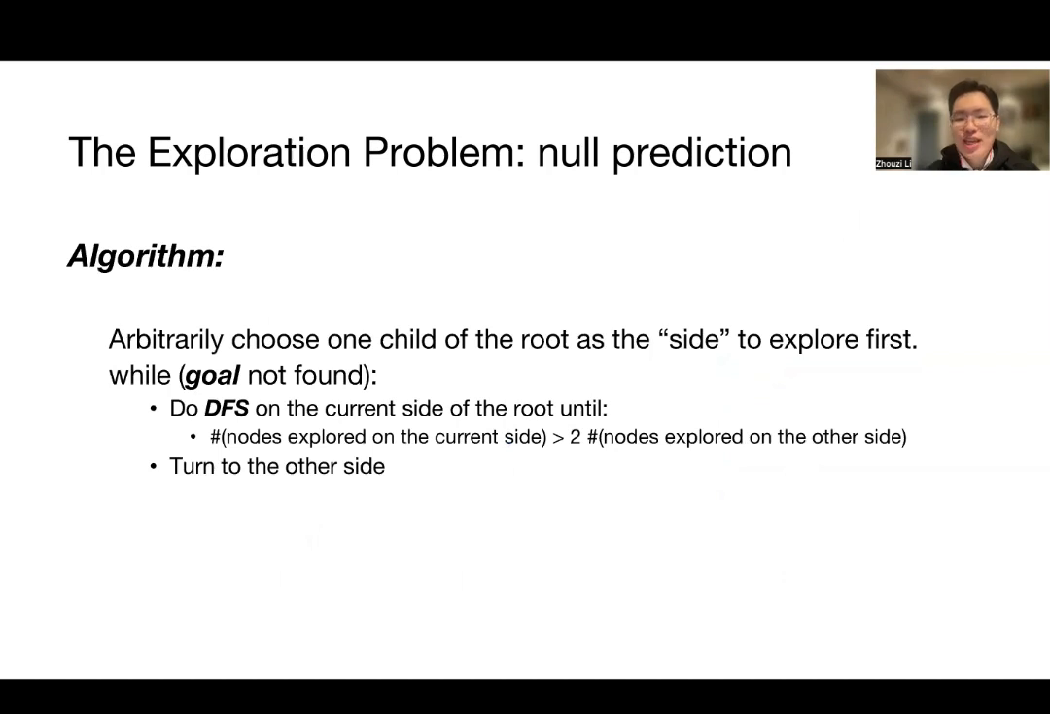Based on these ideas, we can give this simple algorithm. For simplicity, we can just imagine the tree is a binary tree. The algorithm is, first, we arbitrarily choose one child of the root as a side to explore. Then we do DFS on the current side of the root until the nodes explored on the current side are at least twice the nodes explored on the other side. Then we turn to the other side to do DFS until the goal is reached.